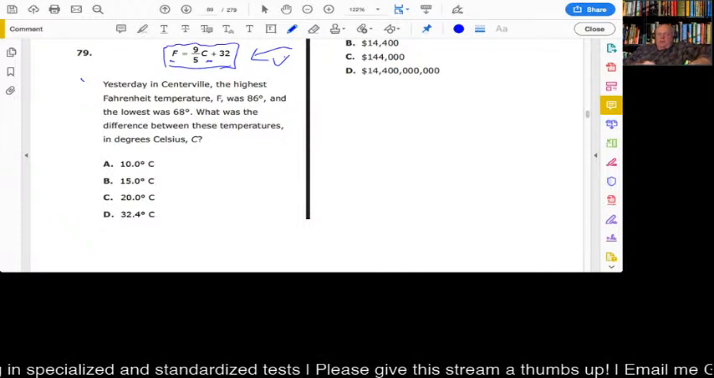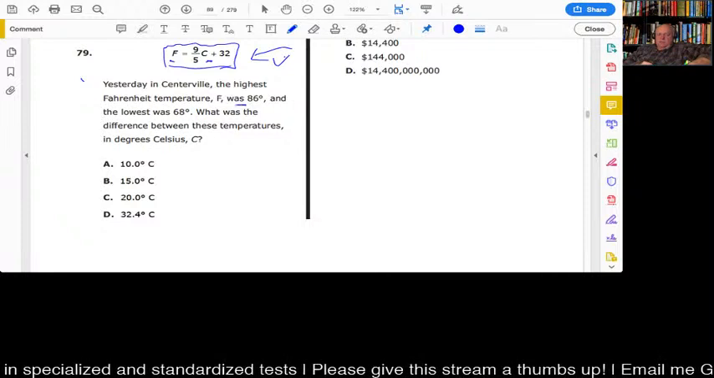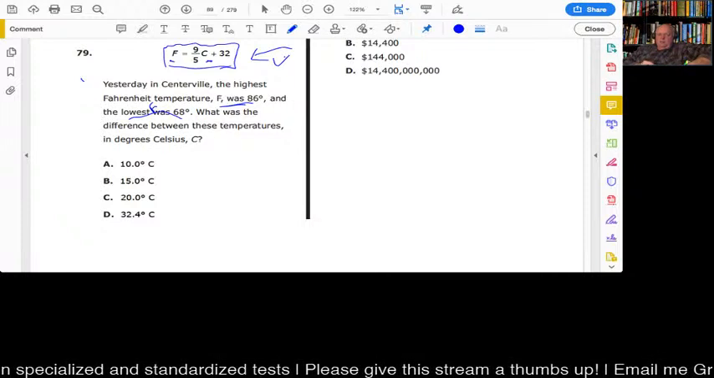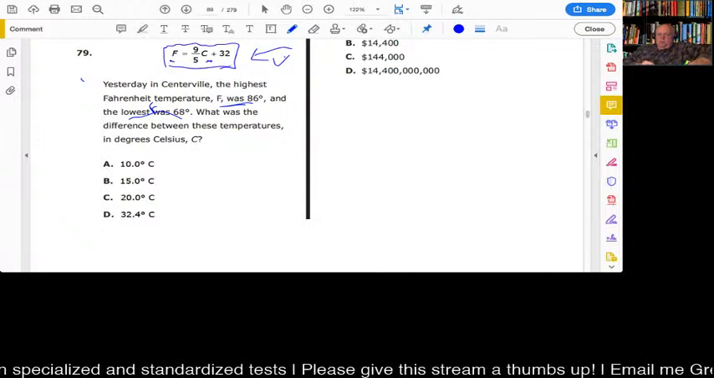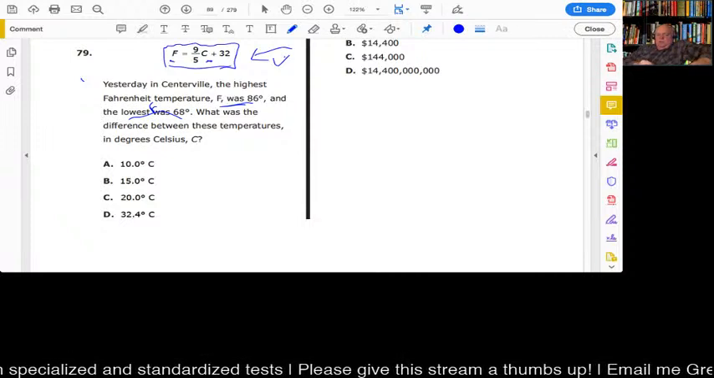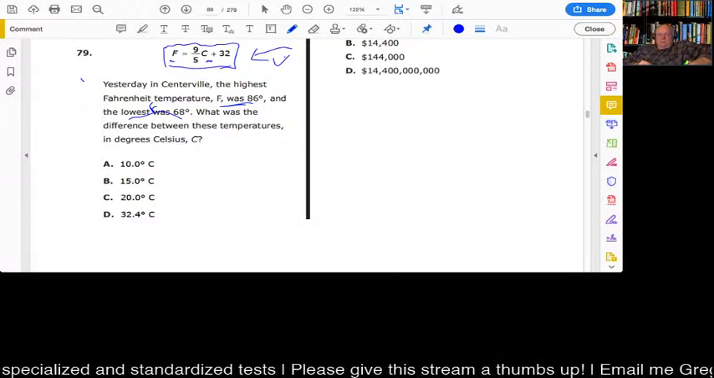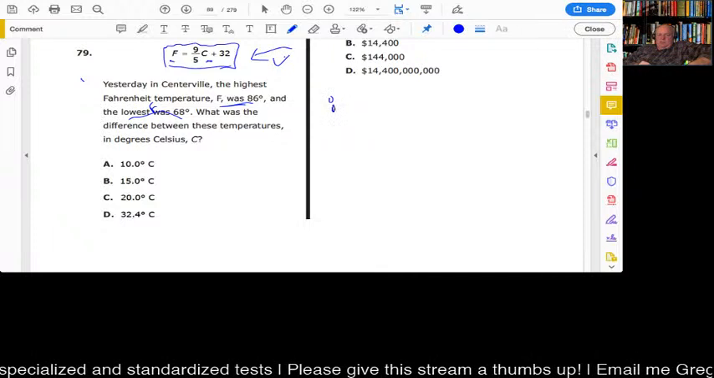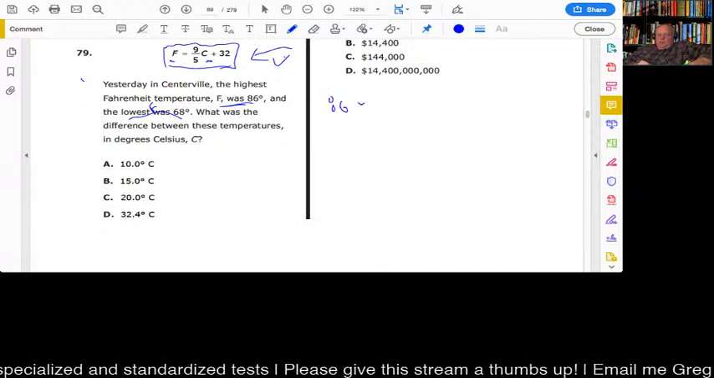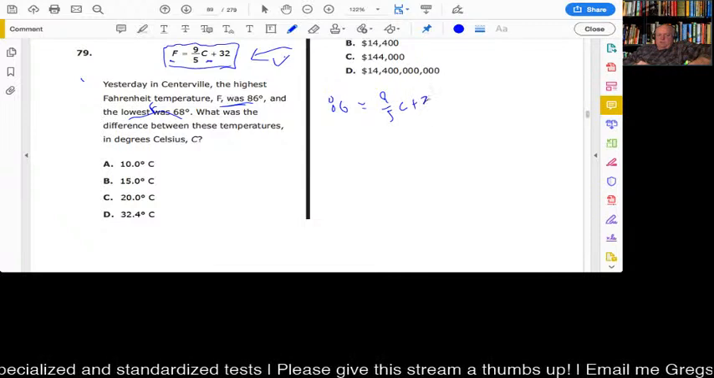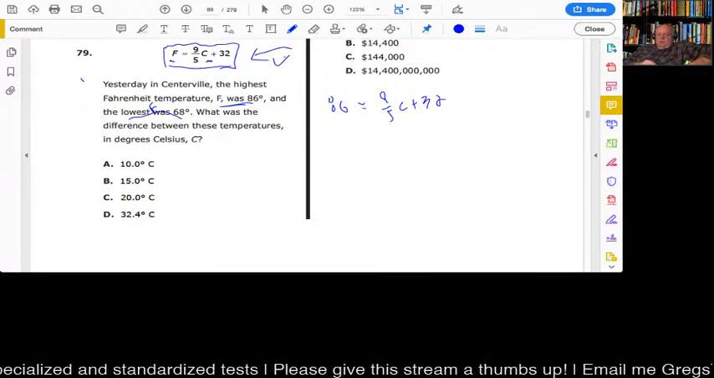The highest Fahrenheit temperature was 86, and the lowest Fahrenheit was 68. What was the difference between these temperatures in Celsius? So I'm just going to plug them in. All right. So it's going to tell us that 86 was 9/5 of C plus 32. So I'm going to just plug in both of those.